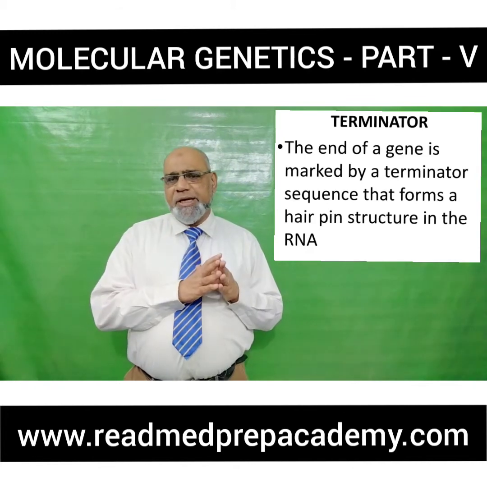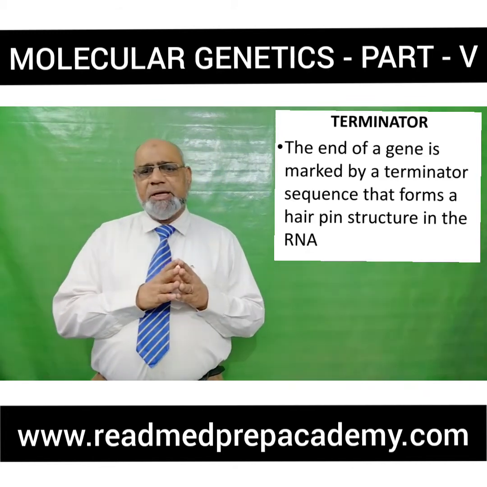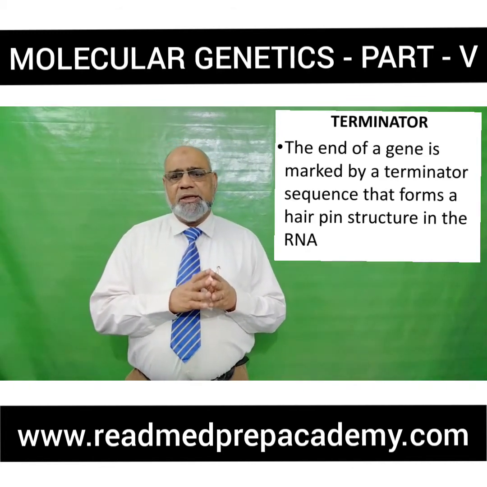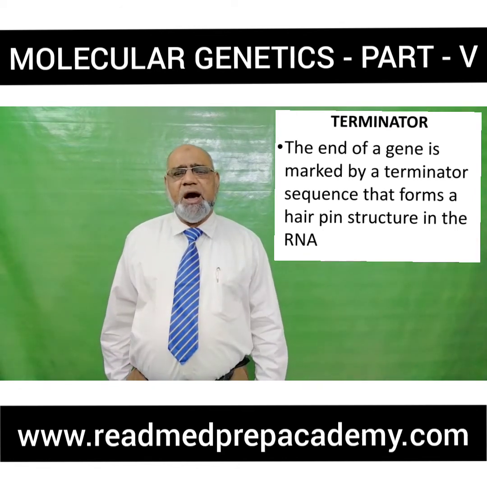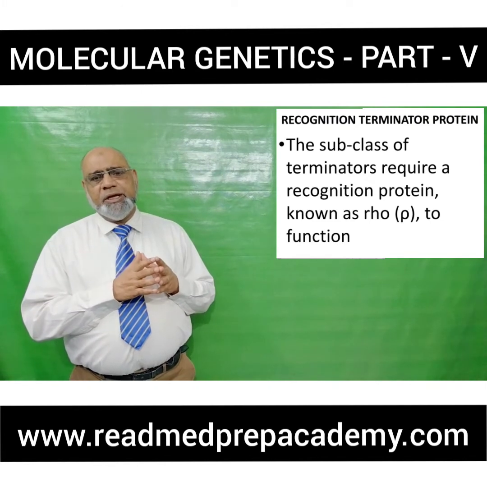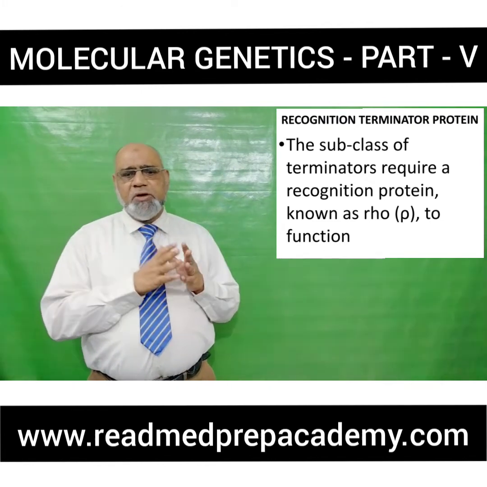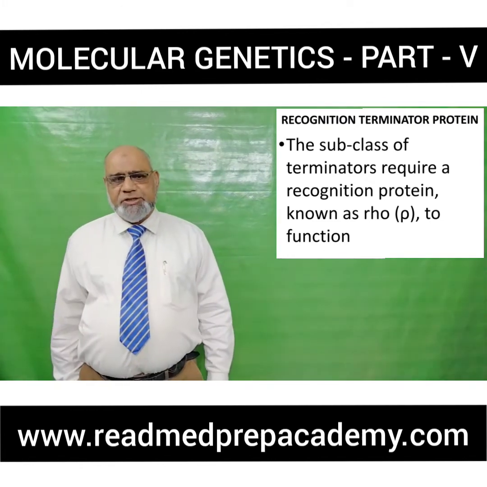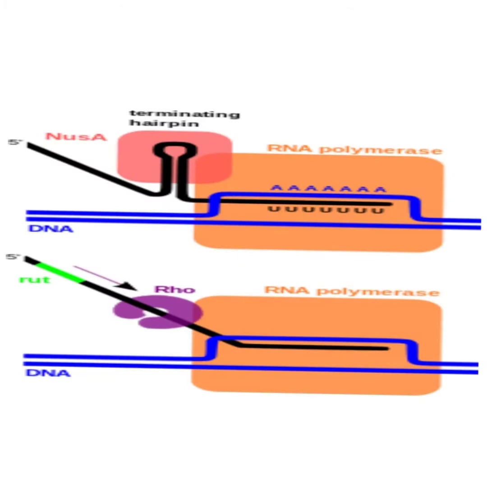Now what is a terminator? The end of a gene is marked by a terminator sequence that forms a hairpin structure in the RNA. A subclass of terminators requires a recognition protein known as Rho to function. Here you can see the Rho protein that helps in the termination of the RNA nucleotide chain, resulting in the formation of a hairpin terminating end.